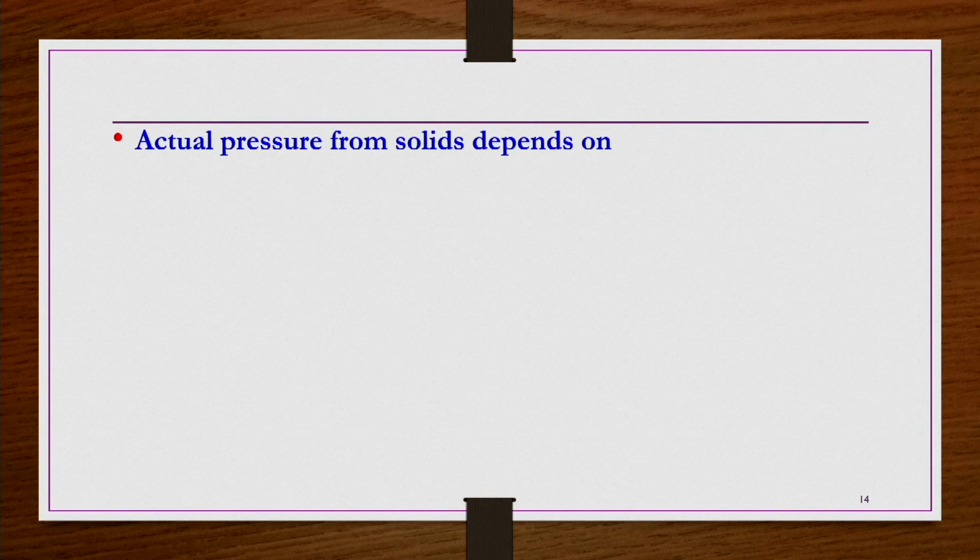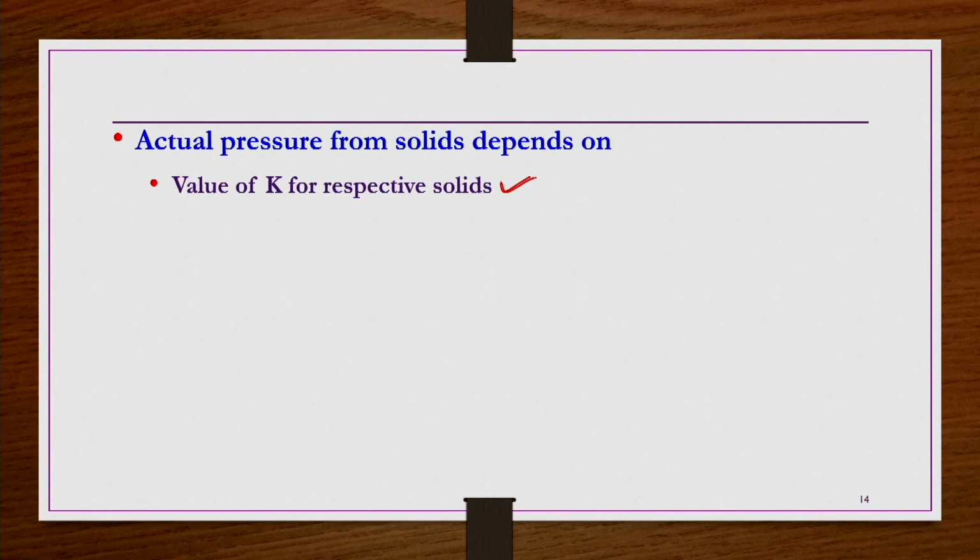Then, the actual pressure from solids depends on several factors. First and most important is the value of K for the respective solids. The value of K is going to have a strong influence on the actual pressure from solids. As I already mentioned, it is essential, and in a subsequent lecture we are going to design hoppers etc. We will obtain the expression for this pressure, and we will see that the pressure is a strong function of K.